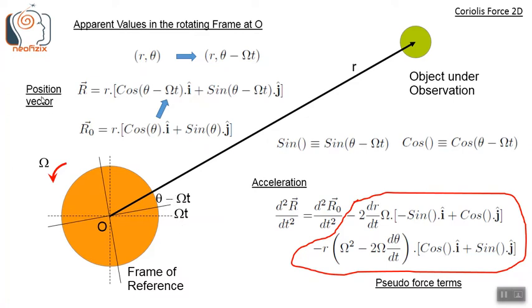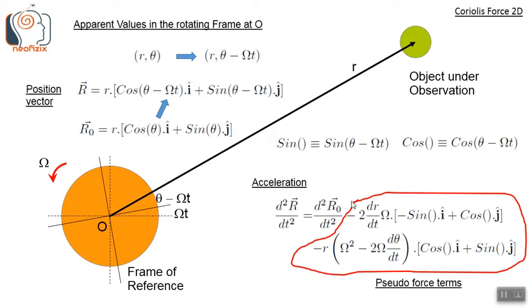So we get the altered instantaneous position vector as this new vector R. Note this is R, not R naught. R naught was used in the inertial frame. In the rotating frame, the position vector is represented by this vector R. So vector R is r, where this small r is the scalar distance. It is r into (cos of theta minus omega t i plus sin of theta minus omega t j). So this is the new position vector where theta has become theta minus omega t.